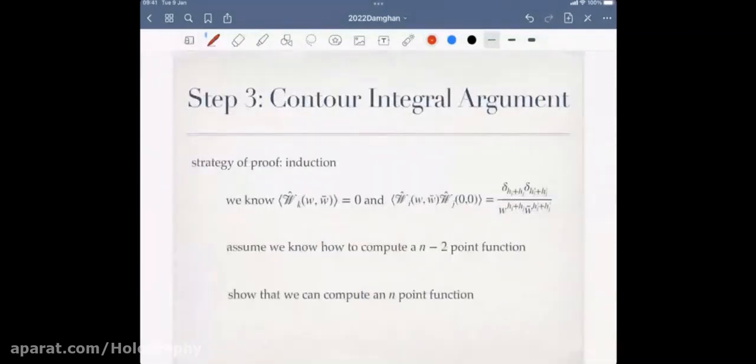Okay, final step, the contour integral argument. This is the picture on my title slide. We're going to use induction here. Well, we know 1-point functions on the defect vanish, and we know 2-point functions are fixed by conformal invariance up to some number, which we can normalize to 1. And let's assume we can compute an n minus 2-point function. And let's show that we can compute an n-point function. That's the strategy of the proof at this point.